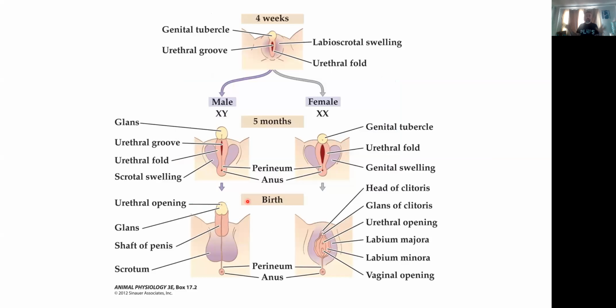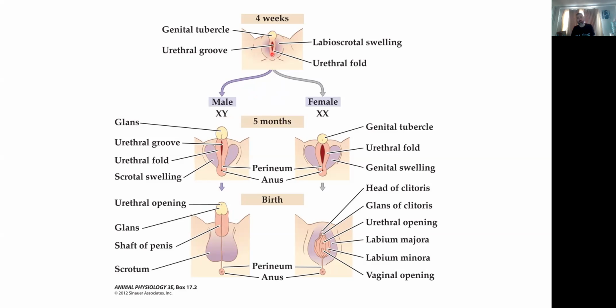Now, what's happening physically here is we begin with essentially undifferentiated genitals, undifferentiated gonads. Depending on whether we get that dose of testosterone or not, the same parts become male or female. So we start with a genital tubercle, a urethral groove, and then a labioscrotal swelling kind of surrounding that. If we get the dose of testosterone, these parts become the male parts. This genital tubercle becomes the glans. The urethral groove unites to form the shaft of the penis. The labioscrotal swelling becomes the scrotum.